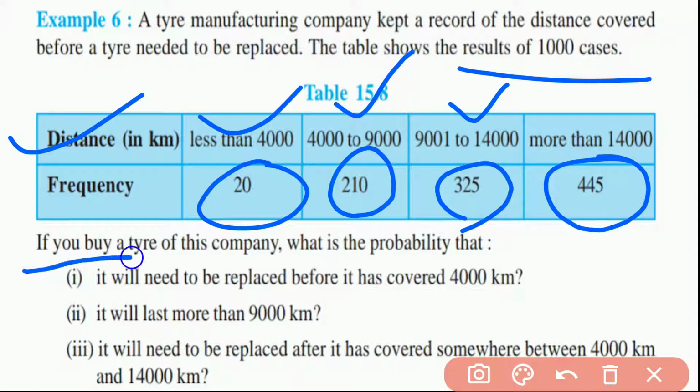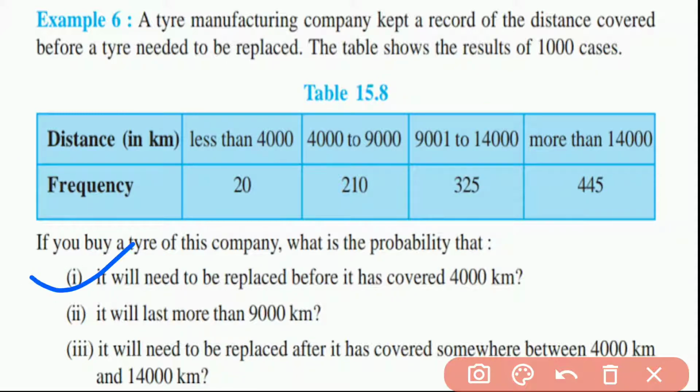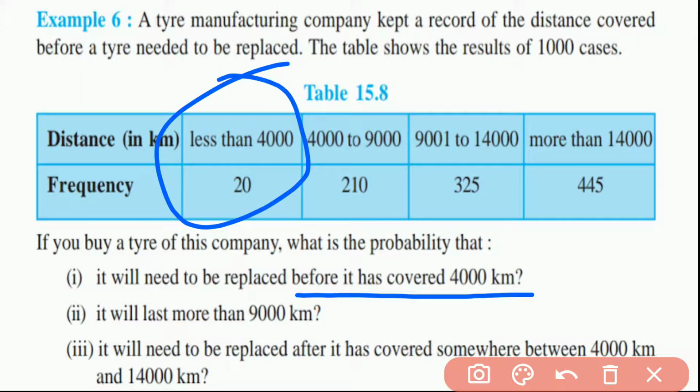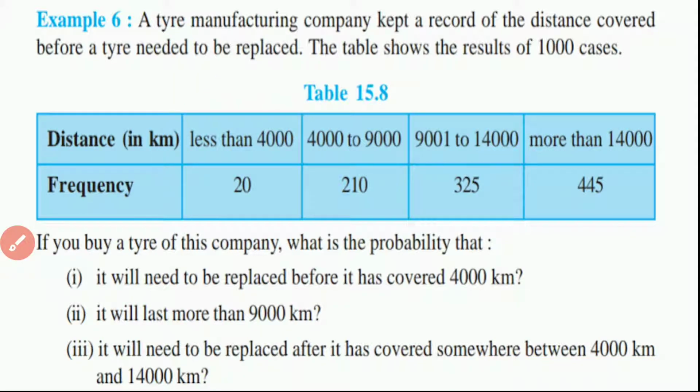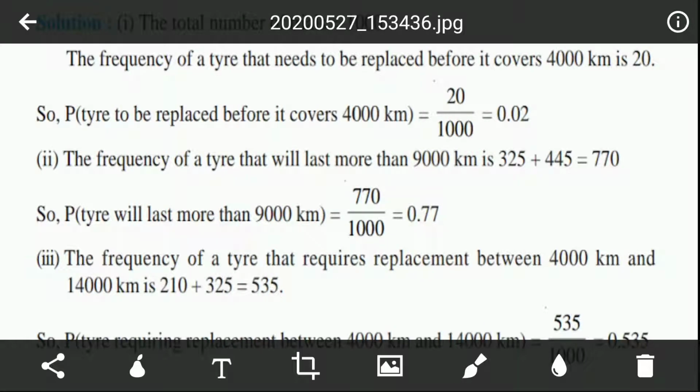If you buy a tire of the company, then what is the probability? Certain scenarios are being asked, each with a different question. Let's see the first scenario. If it is to be replaced before 4000 kilometers, we have less than 4000, that is 20 tires. Before covering 4000 kilometers, we have 20 tires. So for that first scenario, let's see how it is done.